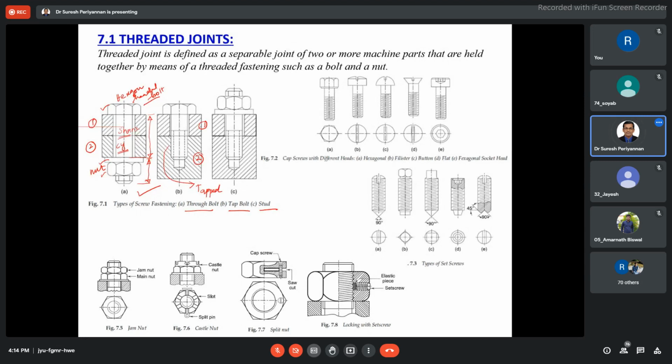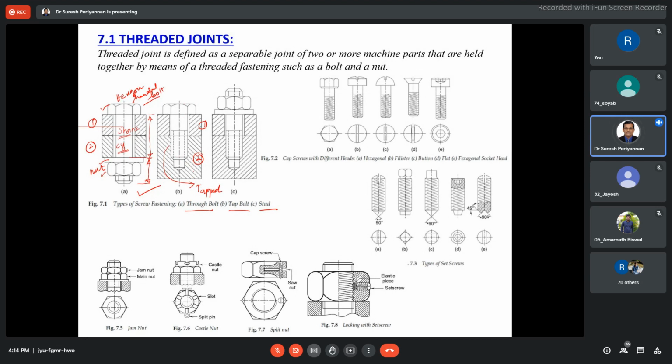Now when we are joining these two components, we straight away insert the bolt to tighten the component, to join the two components 1 and 2 with the help of the tapped threaded portion inside the component. Okay, here no need for a nut. We are not using any nut here. Okay, this is the tapped bolt.